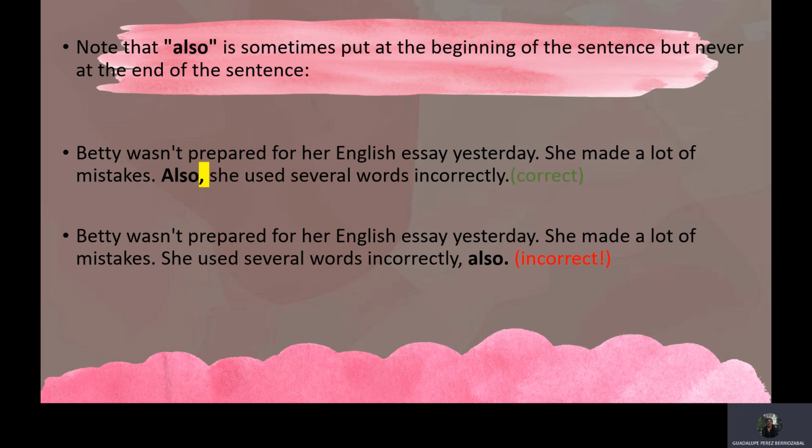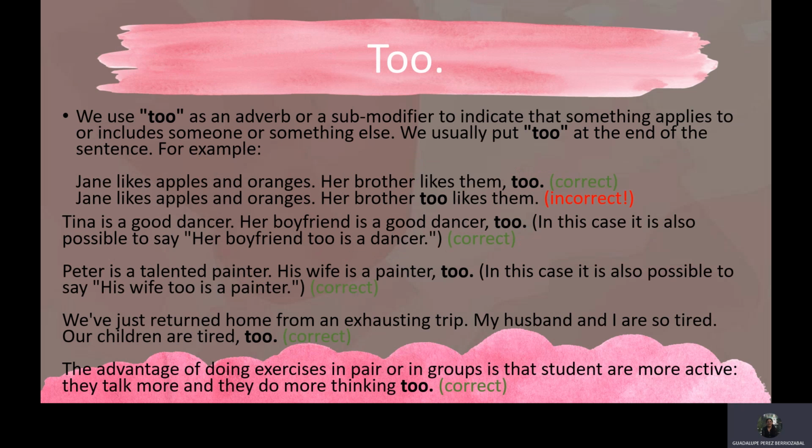And now we're going to learn about too. We use too as an adverb or as a submodifier to indicate that something applies to or includes someone or something else. We usually put too at the end of the sentence. For example, Jane likes apples and oranges. Her brother likes them too.